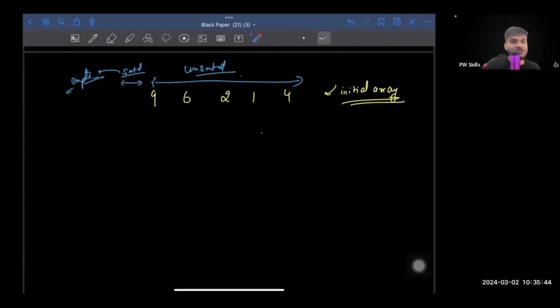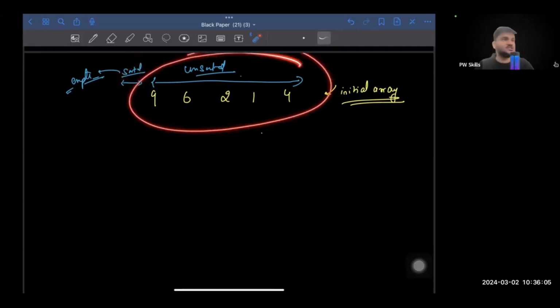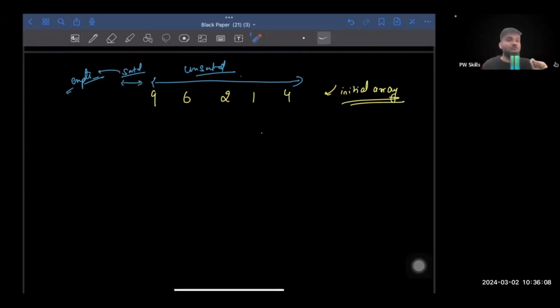Because how do we define the sorted part? We will only get the sorted part if the biggest number of the sorted part is lesser than the smallest number of the unsorted part. But you can see I cannot consider 9 as a sorted part because 9 is not less than 1. Initially, when you start your algorithm, your sorted part is empty and the unsorted part is the whole array. Step by step, we are going to expand the sorted part and shrink the unsorted part. Okay, cool.